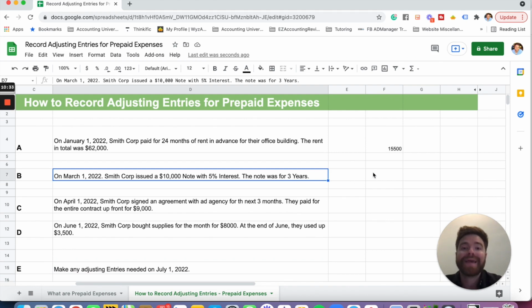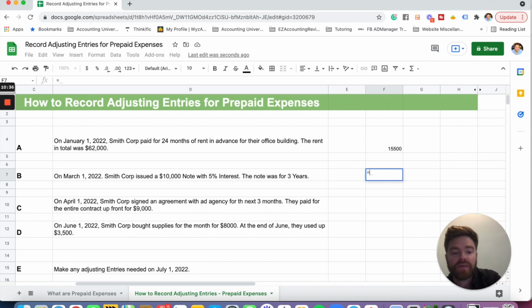So to calculate the interest, all you do is this. You say equals, you do 4 months that's passed divided by 36. Now, how did I get 36? Once again, in 3 years, there are 12 months for every year. 12 times 3 is 36. So 36 total months on that note. And we've consumed 4 of them. 4 divided by 36. Then we're going to multiply that times the principal, or the value of the note, which is 10,000. There we go. So that's how much interest was accrued in those 4 months.